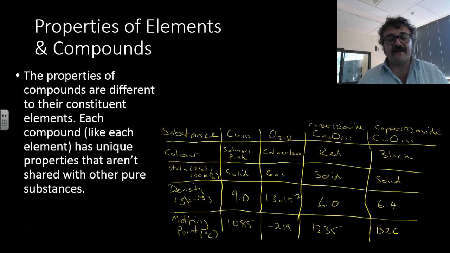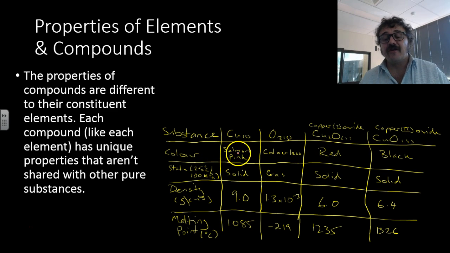So basically, the properties of compounds are different to the properties of their component elements, or constituent elements. Each compound has unique properties that aren't shared with other pure substances. Now, here we just have a couple of comparisons. For example, we have copper and oxygen, these are elements. Copper(I) oxide, which is an ionic compound, and copper(II) oxide, which is a different ionic compound.